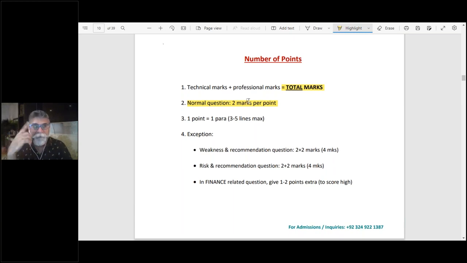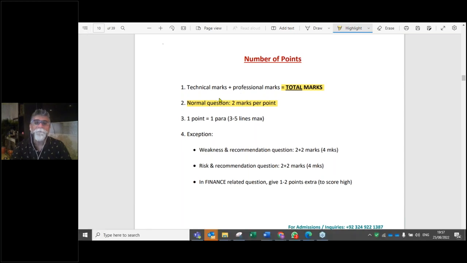If you are following some previous strategy, then kindly unlearn that, or don't get confused. Just keep it simple. Total marks, divide by 2. So if it is a 12 marks question, how many points for 12 marks? Exactly 6 points.